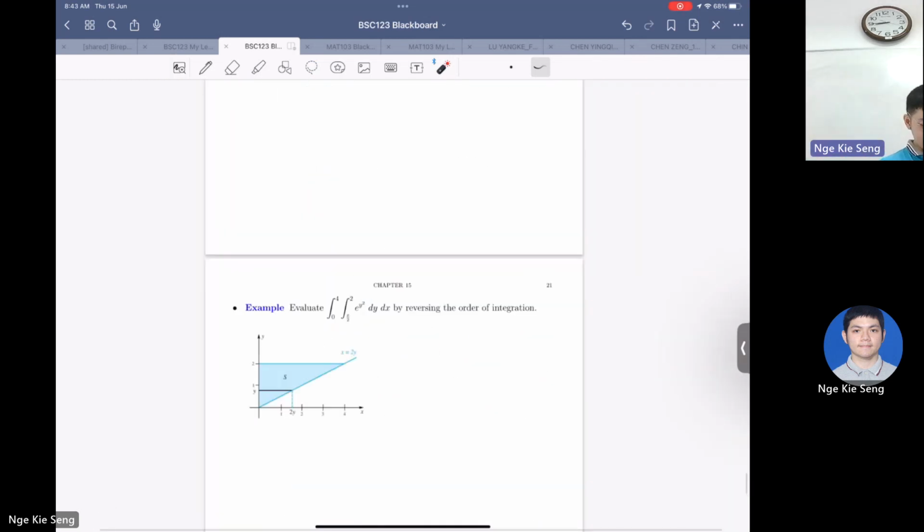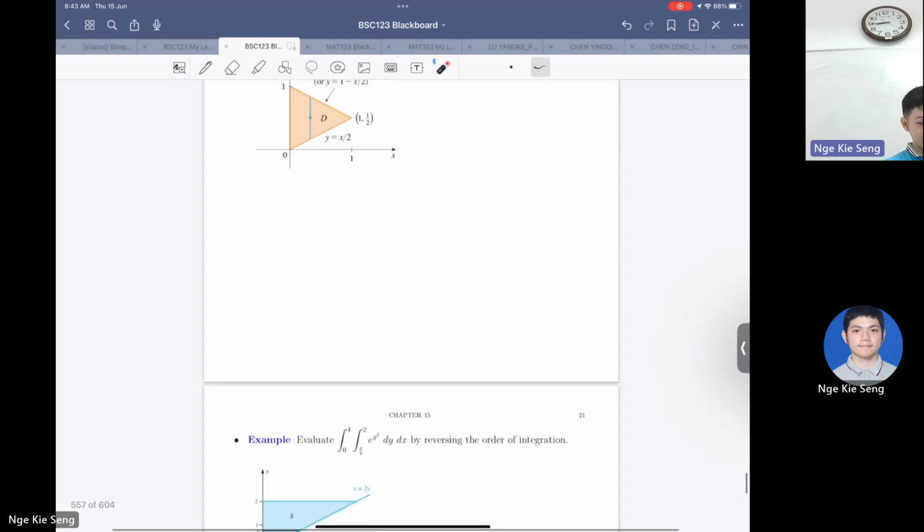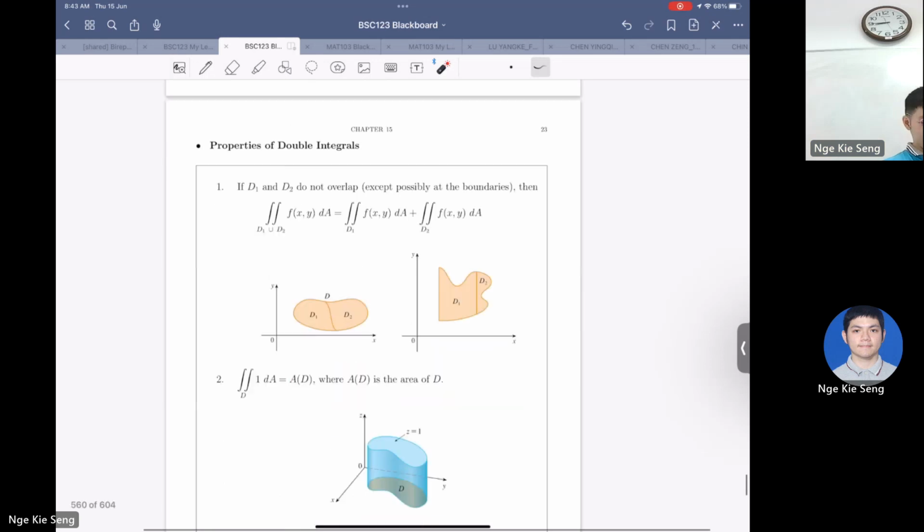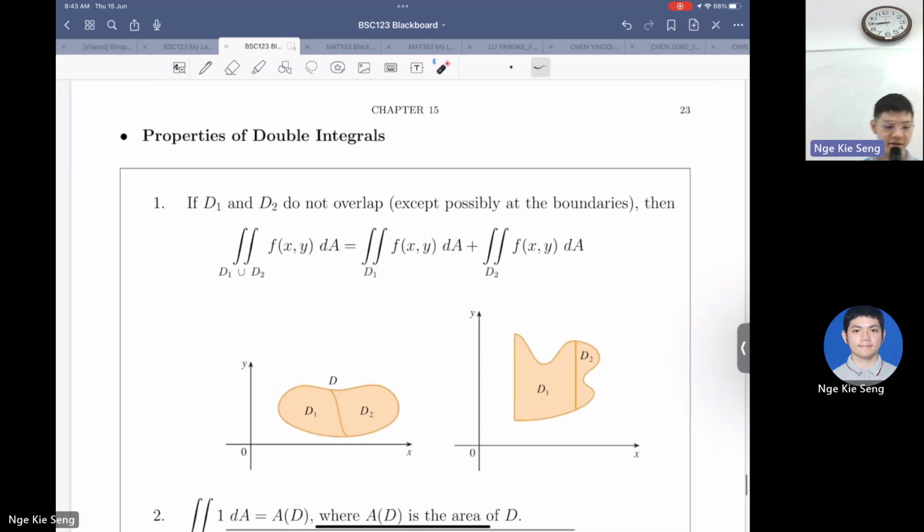Okay. So the other I left as an exercise, then I will provide the answer. Okay, left as exercise. So next, continue. So, properties of the double integral.